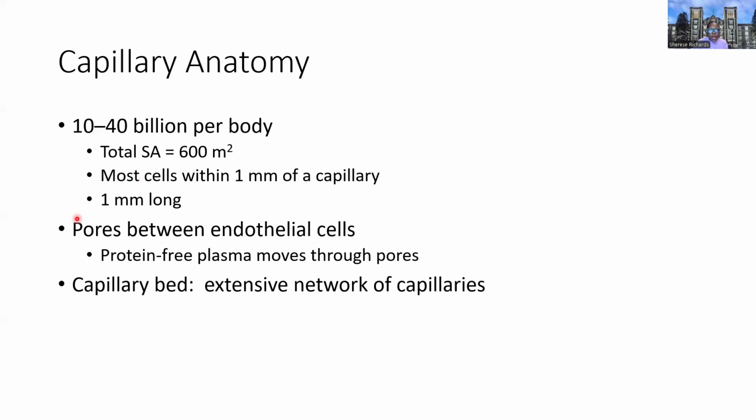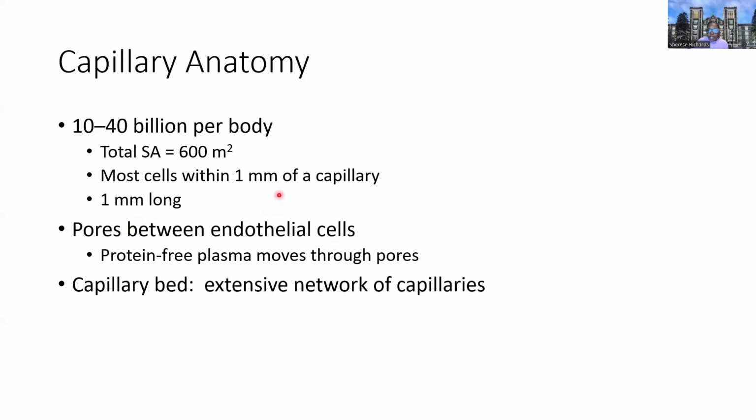And then the 1 millimeter is about the length of a capillary, so not very long in terms of distance, but very short in terms of how far blood moves across this. But this is why it has to be slow, right? Very slow flow as it moves across that 1 millimeter length.